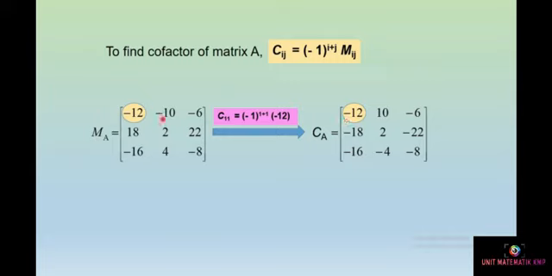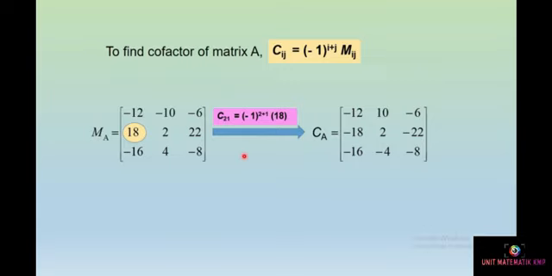For the element of row 1, column 2, we will get negative 1 to the power row 1 plus column 2 times its minor. So the cofactor of A becomes 10. Then for the element of row 1, column 3, write as negative 1 to the power row 1 plus column 3 times its minor. Then the cofactor of A should be negative 6. For the element of second row, first column, substitute into the form negative 1 to the power row 2 plus column 1 times its minor. Then the cofactor is negative 18.